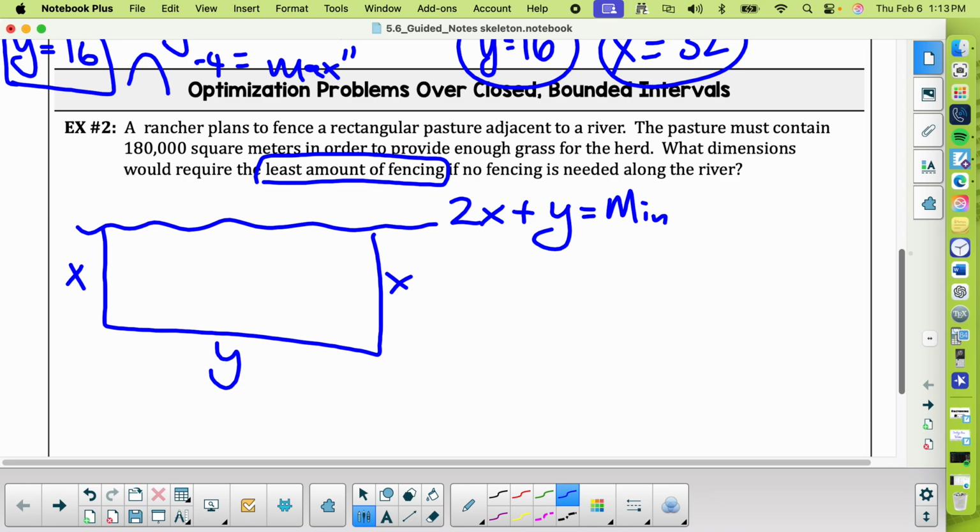No, that's area. So the amount of fencing you would actually buy would be perimeter, because you want to find out how many feet of fencing. The secondary piece of info is area. It tells us we have to have 180,000 square meters, because apparently that's how much grass the cattle need. So X times Y is 180,000.